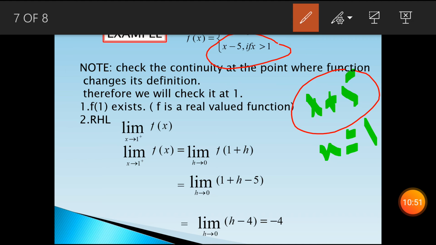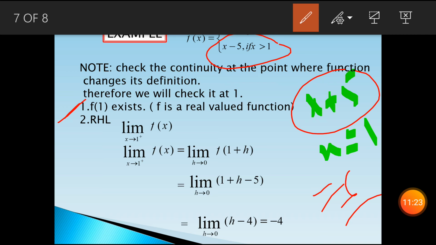So first point: does f(1) exist? Definitely f(1) exists, because for x less than or equal to 1, the function is x plus 5, so it will be 6. So f(1) exists, as f is a real valued function. In 12th standard generally our functions are real valued functions, and 6 is a real value. So obviously f(1) exists. Now we are going to check our limits, left hand limit as well as right hand limit.